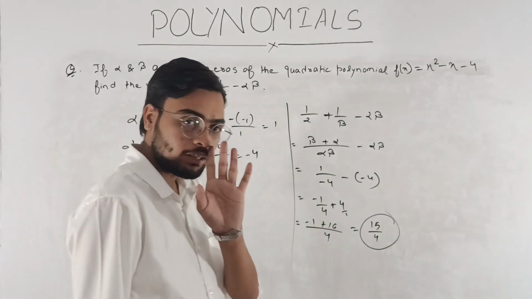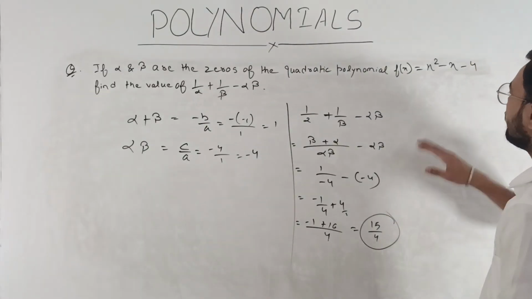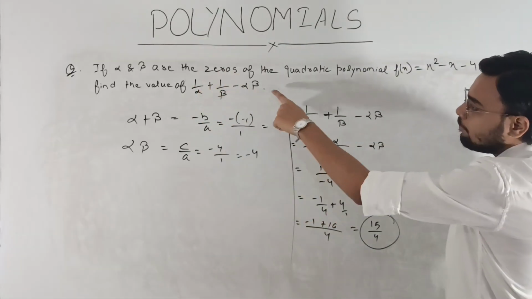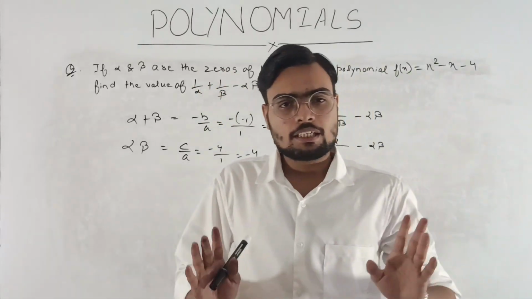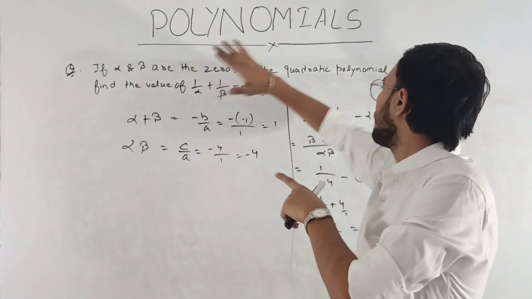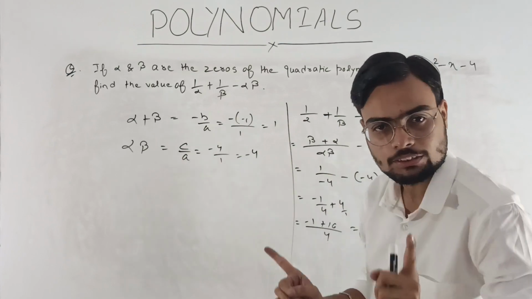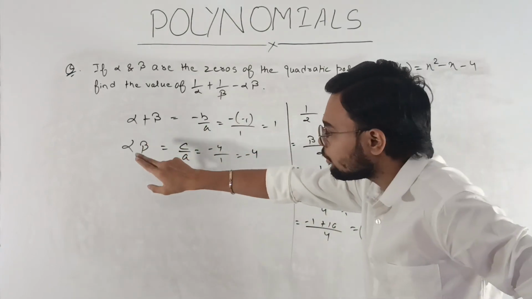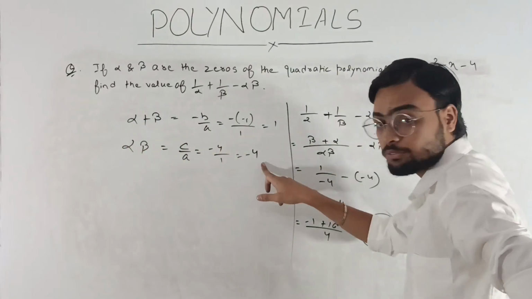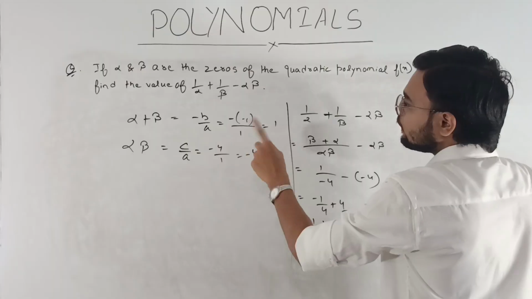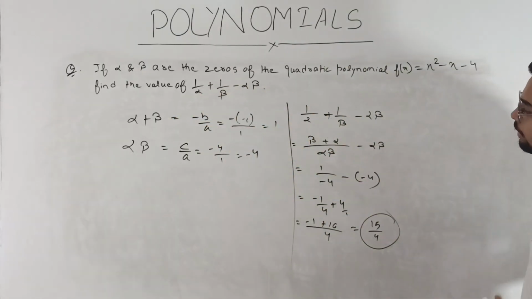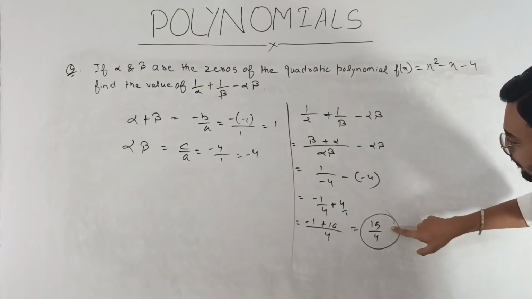Question is: if alpha and beta are the zeros of the quadratic polynomial x square minus x minus 4, we have to find the value of 1 upon alpha plus 1 upon beta minus alpha beta. So this is the same question. First step, just read alpha beta and polynomial. Then we have to find the sum of roots and the product of roots. Sum of roots is 1, product of roots is minus 4. Now let's see the question again: what is the value of 1 upon alpha plus 1 upon beta minus alpha beta? After calculating, I get 15 upon 4.